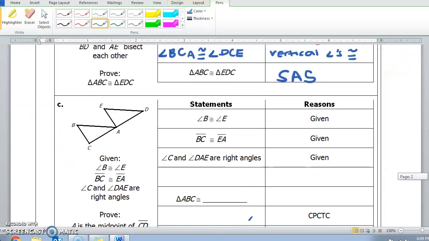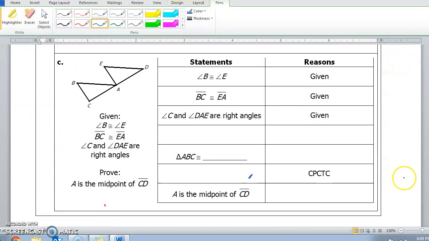Next, C, our last proof. We're given that angle B is congruent to angle E, so we can mark that. Angle B is congruent to angle E. They also give us that BC is congruent to EA.